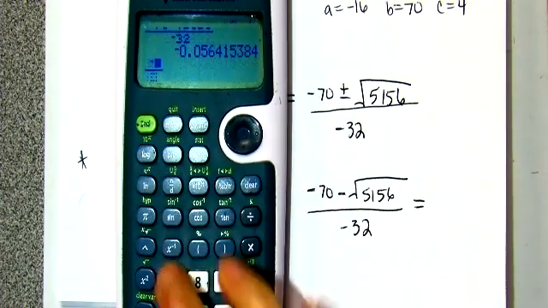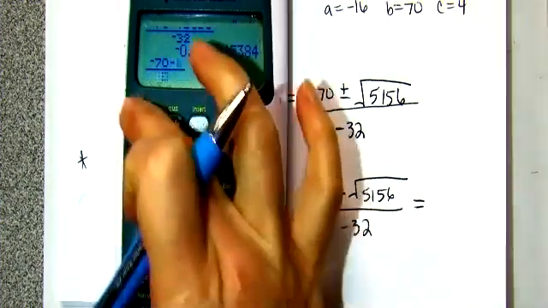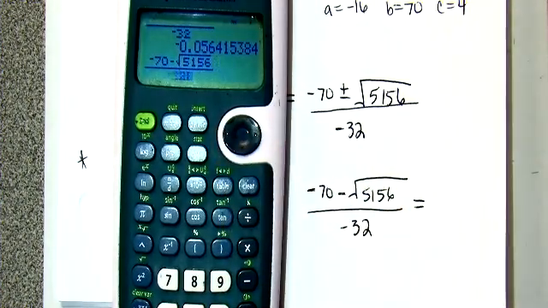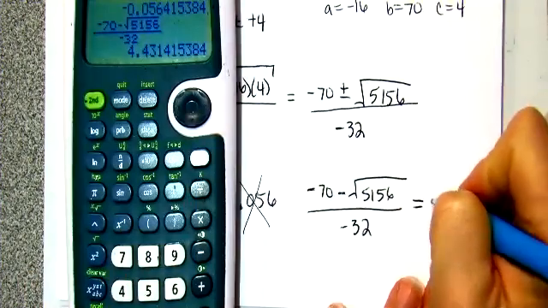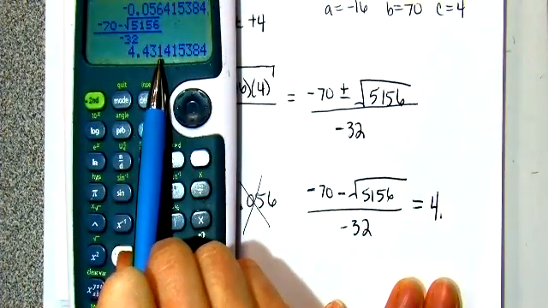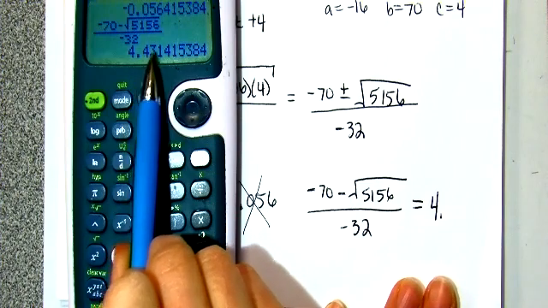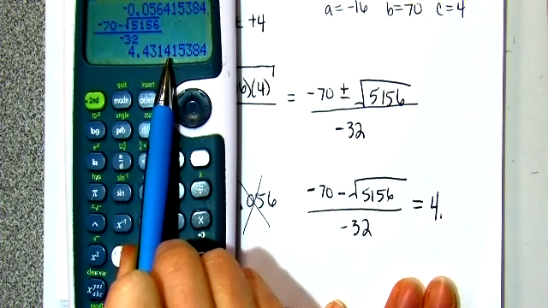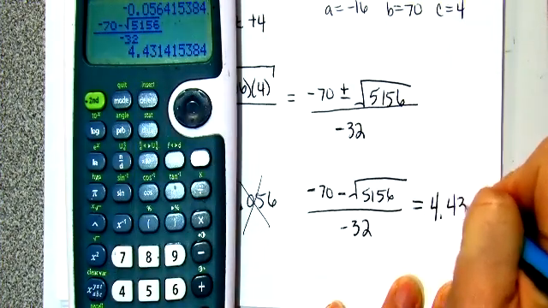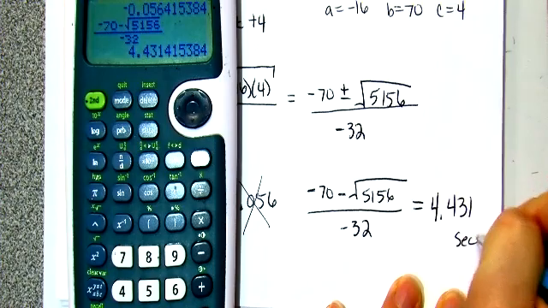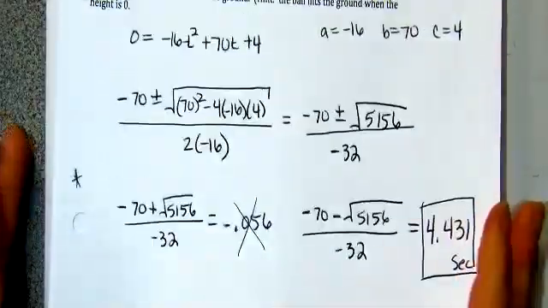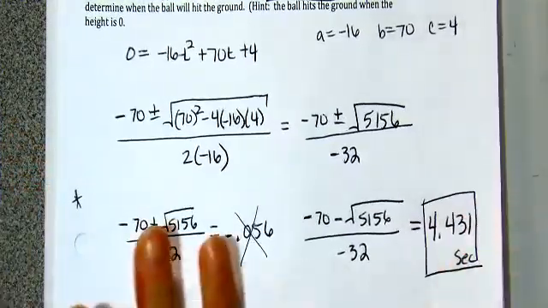So fraction negative 70 minus the square root of 5156 all over negative 32 is a positive 4 point, and I'm going to round to 3 decimals, which is the thousandths place. If the number to the right of the 1 is less than 5, we keep the 1 the same. So 4.431 seconds. So that would be the solution. You couldn't choose this one because it was negative and we're talking about time, applying it to a real life application.